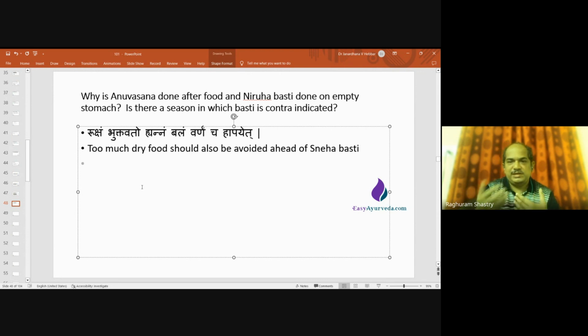The Niruha Vasti quantity is more. As Guruji sir said, it may move quickly upwards and come in contact with the food, and it may move towards the mouth also very quickly. So it may create a vomiting sensation and other things.